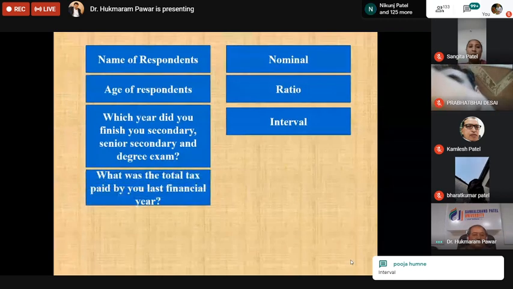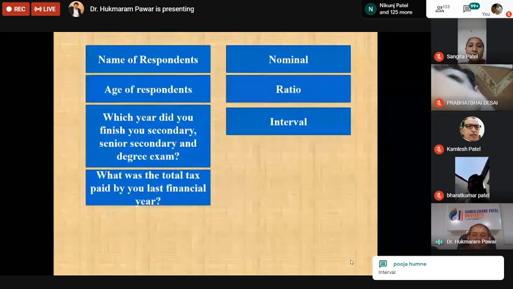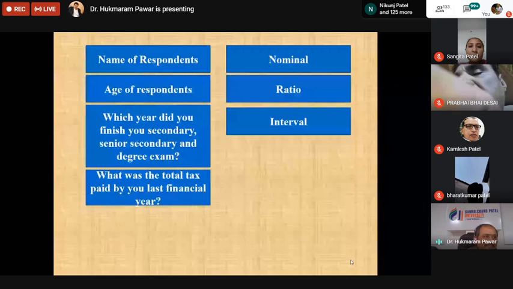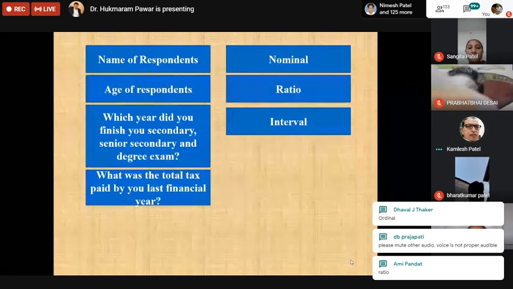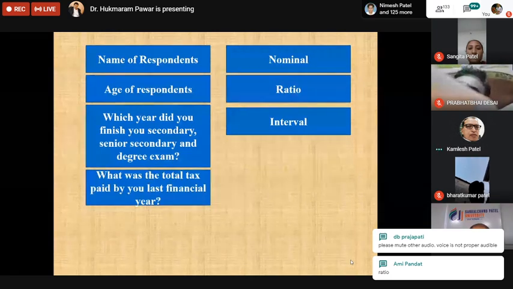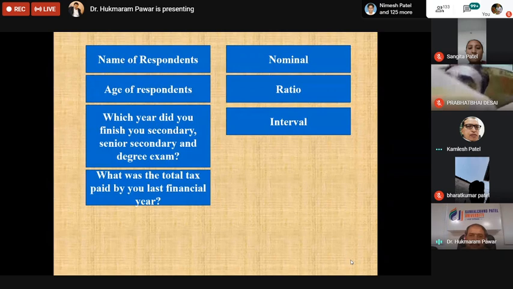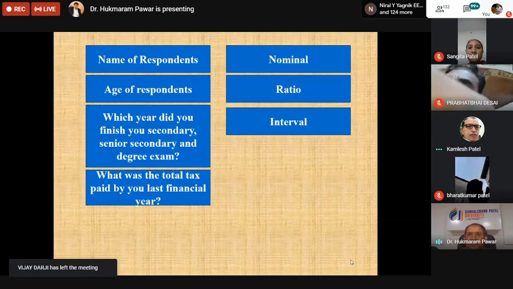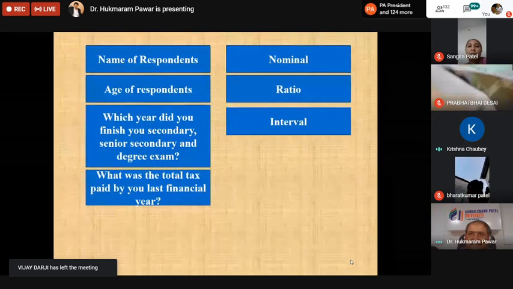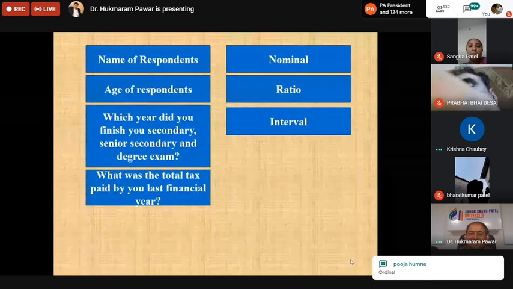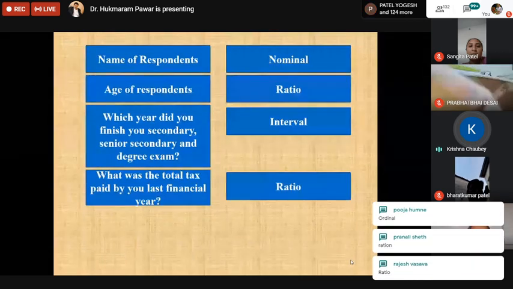Next is, what was the total tax paid by you in the last financial year? The answer is in rupees. It's a continuous kind of data, but if we have to give the answer as nominal, ordinal, ratio or interval, what is the answer out of the four? I think it's ratio. Yes, ratio, correct answer.